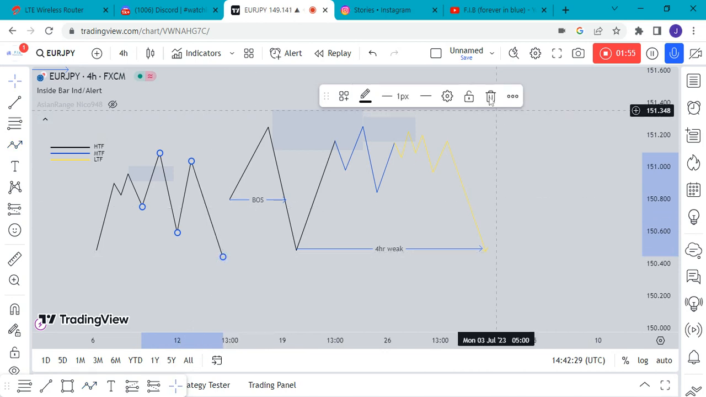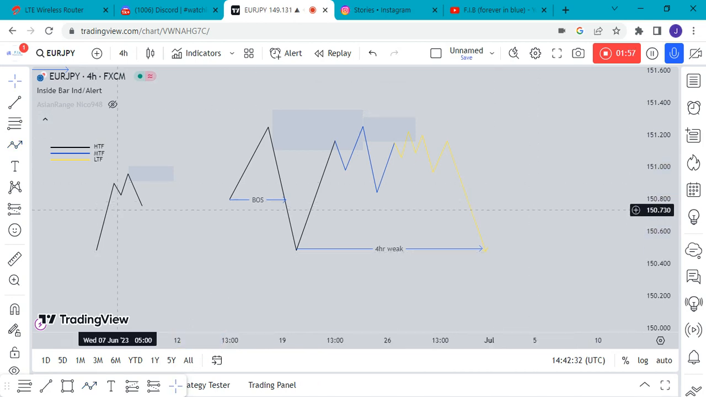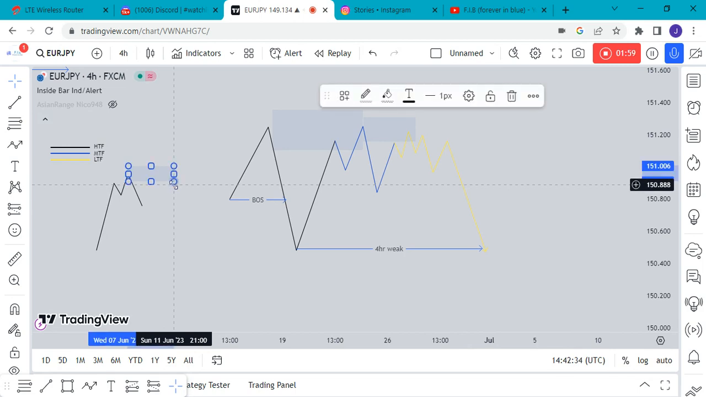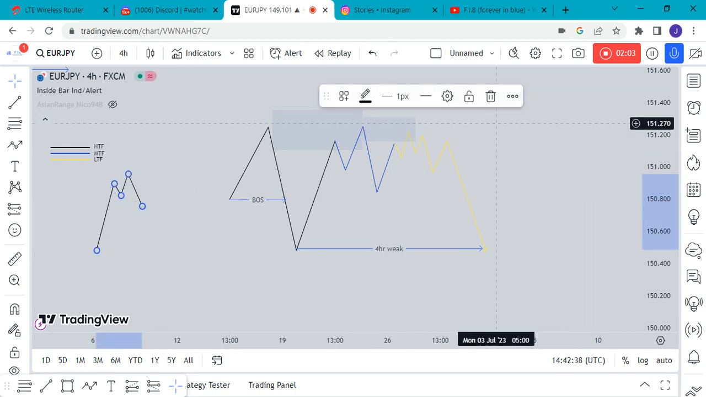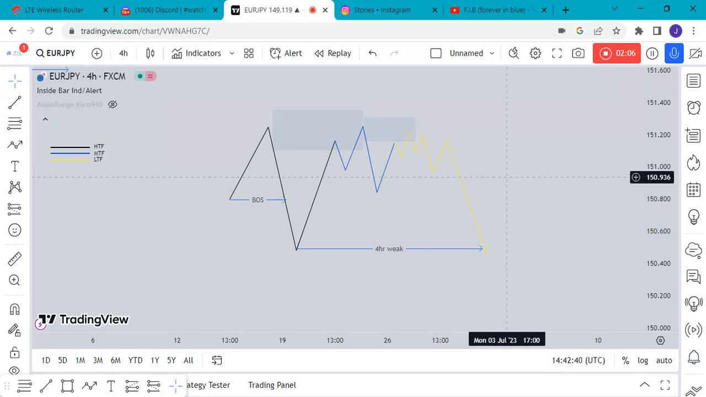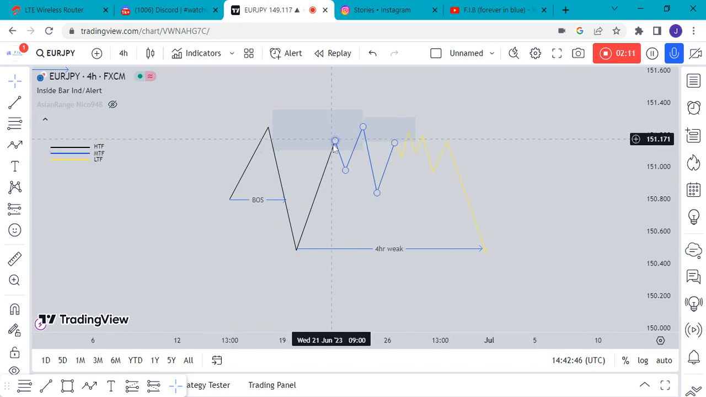So how do you know which one is a real change of character on the 15 minutes? Now, this is what I do. On the 15 minutes, for me to confirm a change of character, I would like to see a retracement of at least 15 pips on the 15 minutes. If this retracement right here is not up to 15 pips, then I'm not trading it. I'll be like, okay, this is liquidity. I would want to see a 15 pip worth retracement, then a break of the low of that retracement, then I'll trade it.